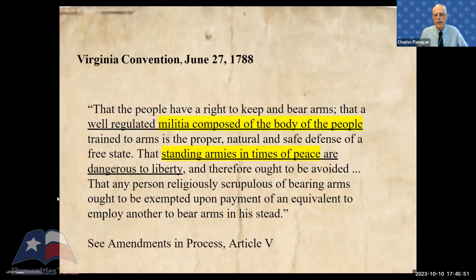That the people have a right to keep and bear arms, that a well-regulated militia composed of the body of the people trained to arms is the proper, natural, and safe defense of a free state, that standing armies in times of peace are dangerous to liberty and therefore ought to be avoided, that any person religiously scrupulous of bearing arms ought to be exempted upon payment of an equivalent to employ another to bear arms in his stead.